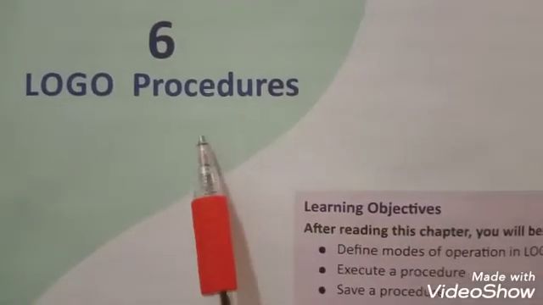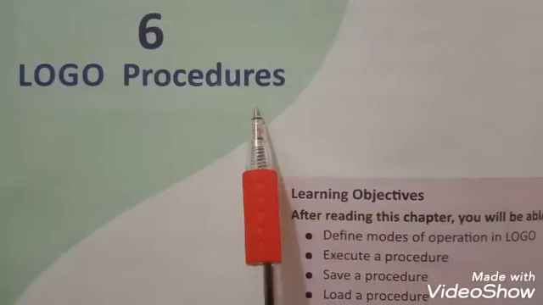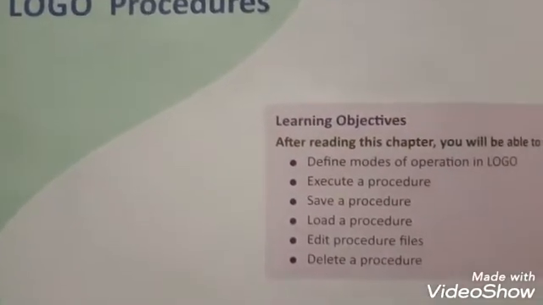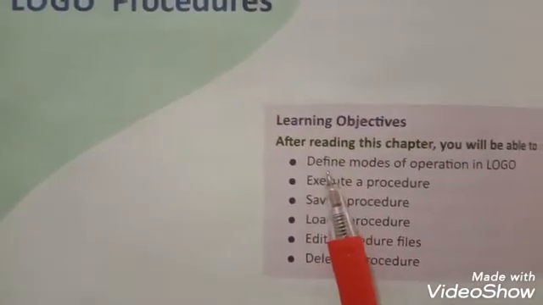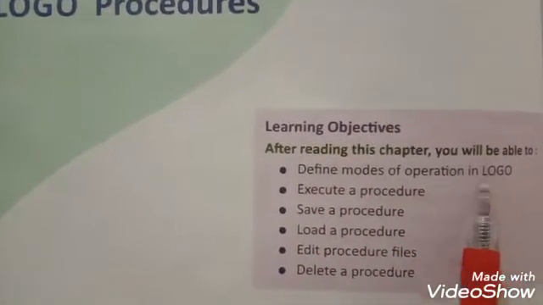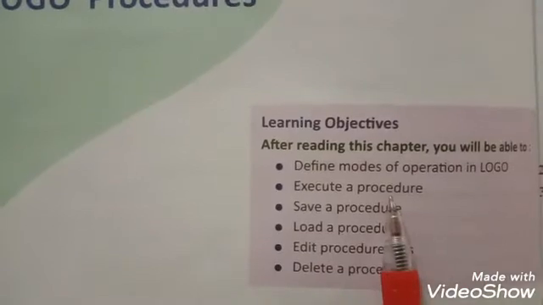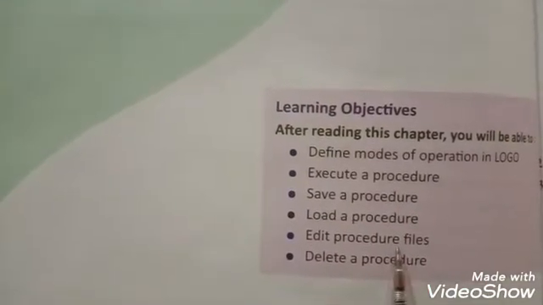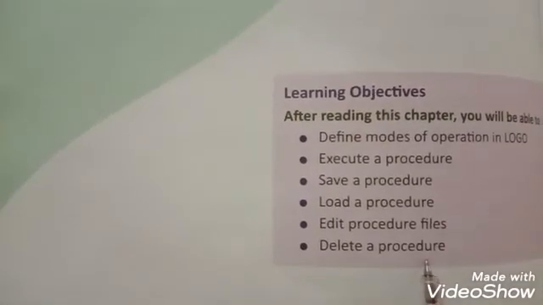Grade 5, now we are going to start chapter number 6, Logo procedure. After reading this chapter, students will be able to discuss different points. First one is define modes of operators in Logo, execute a procedure, save a procedure, load a procedure, edit procedure file, and delete a procedure.